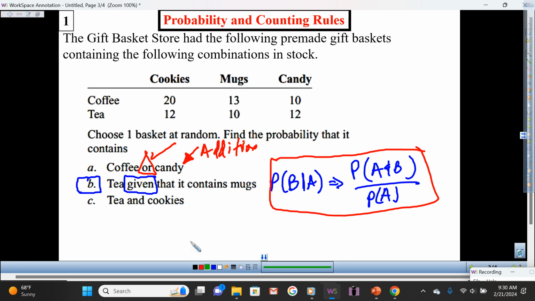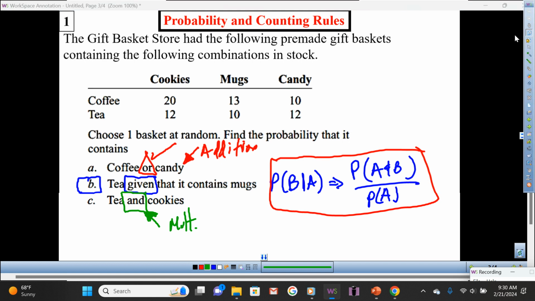So, look at this letter C. Tell your neighbor what kind of rule you're going to use for letter C if it has the word what? And. All right? Everyone. Yeah, multiplication. All right. So, I'm going to leave this right there just so that it simmers, because wink, wink, Friday's coming.